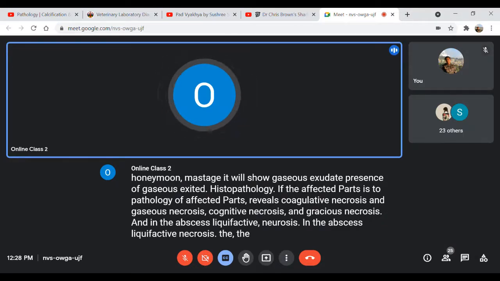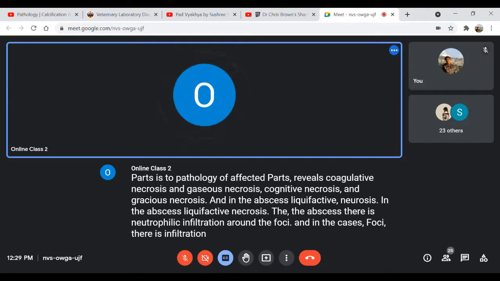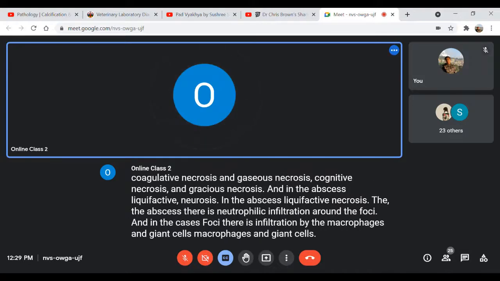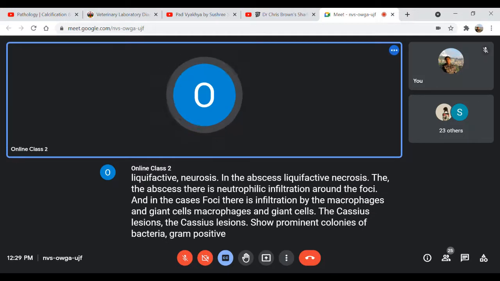In the abscess, there is neutrophilic infiltration around the foci, and in the caseous foci, there is infiltration by macrophages and giant cells. The caseous lesions show prominent colonies of gram-positive bacteria.